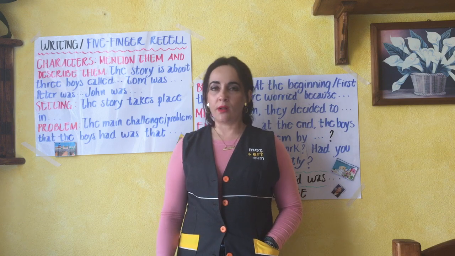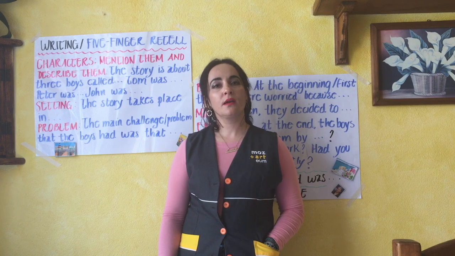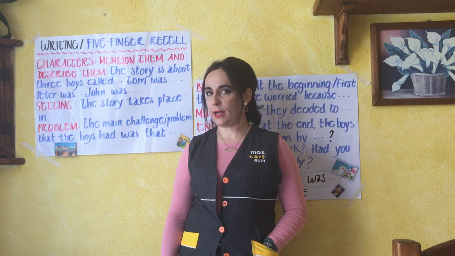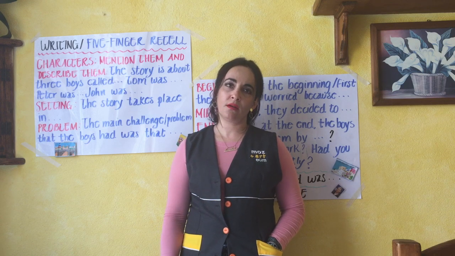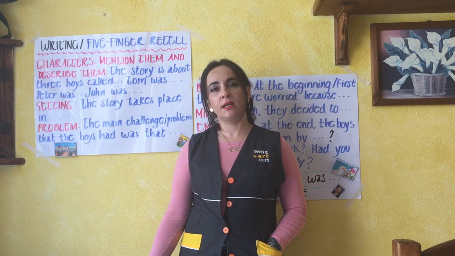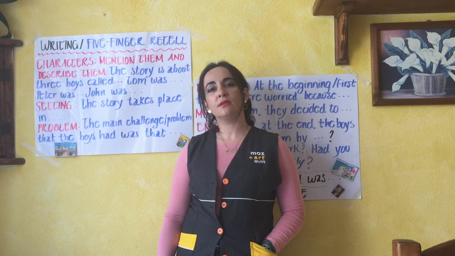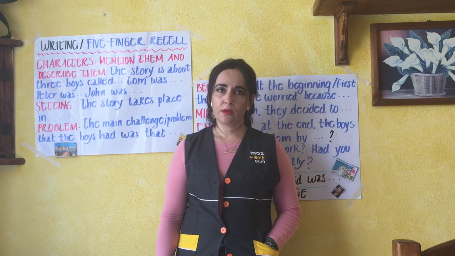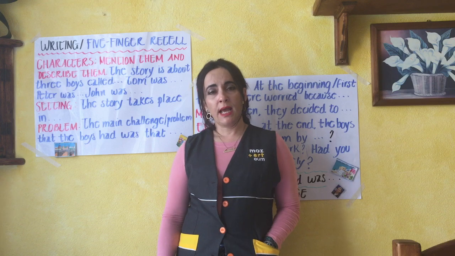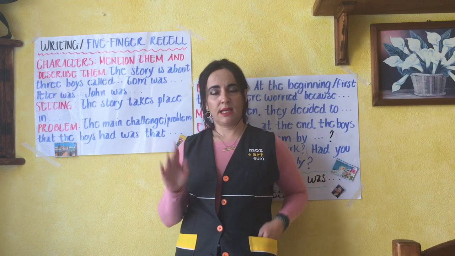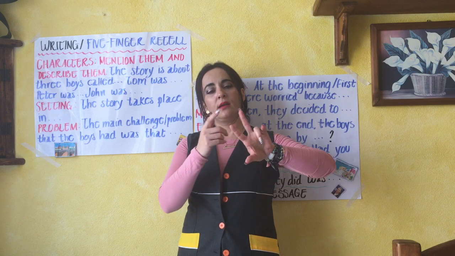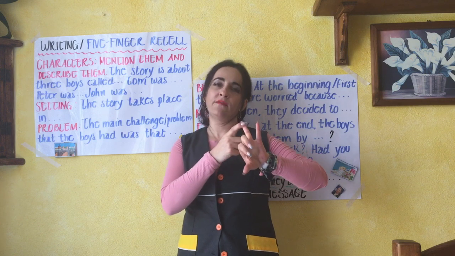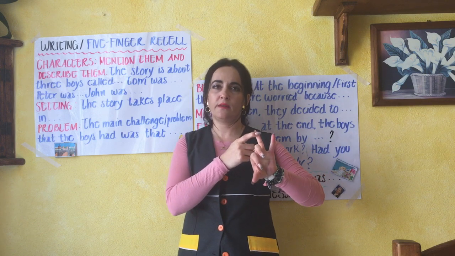I'm great too. Welcome to the last lesson of the week, the five-finger retelling writing technique. In the other class we saw the same skill as a reading comprehension skill. Today you are going to learn how to write it, how to write down a summary and to retell a story. Remember that the five-finger technique has five elements: characters, setting, problem, events, and solution. In events, you have to include the beginning, the middle, and the end of the story.